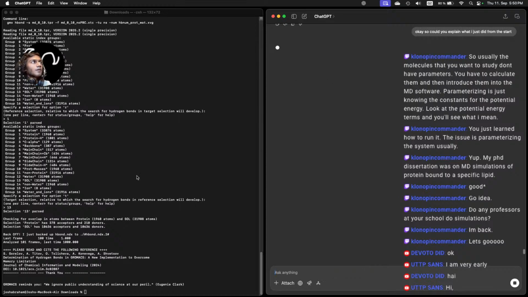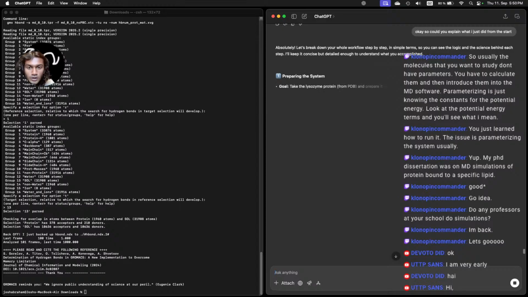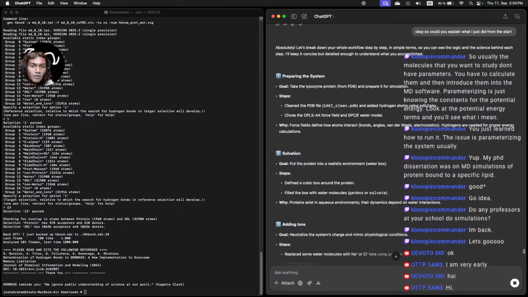So usually the molecules that you want to study don't have parameters. You have to calculate them and then introduce them into the MD software, the molecular dynamics software. Parameterizing is just knowing the constants for the potential energy. Look at the potential energy terms and you'll see what I mean. Okay, I should say I did understand what you said now.